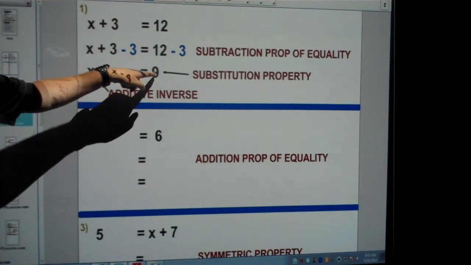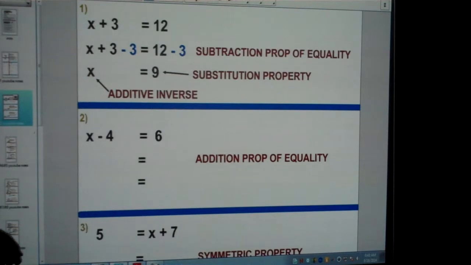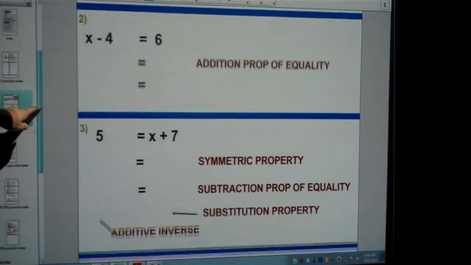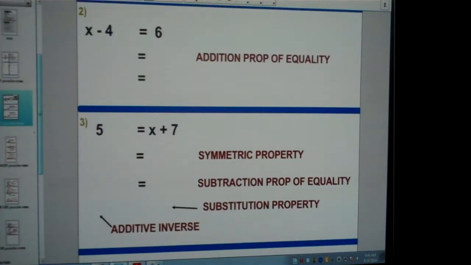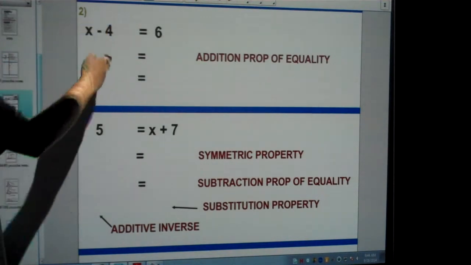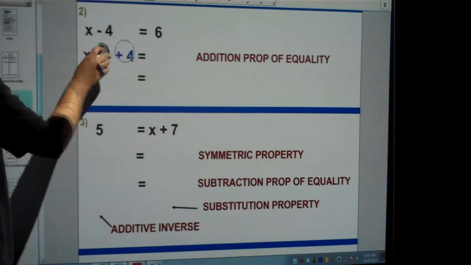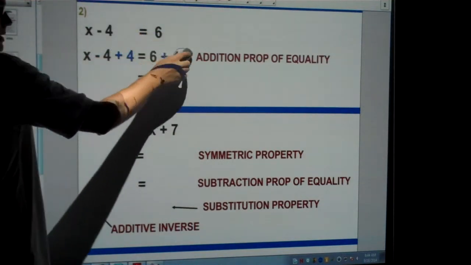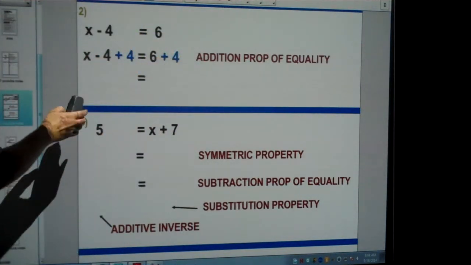Check your answer if you've got time. 9 plus 3 is indeed 12, so I know I've got this right. This time we've got one with subtraction, so I'm trying to get x by itself, so at the moment I'm subtracting 4, so the opposite of subtracting 4 is to add 4. Do the same to both sides though, and then we go ahead and simplify.